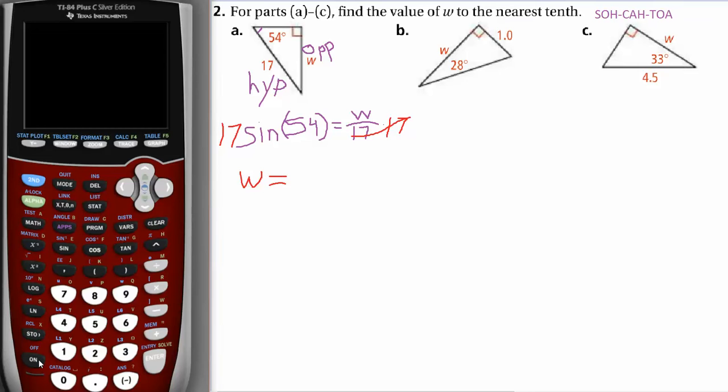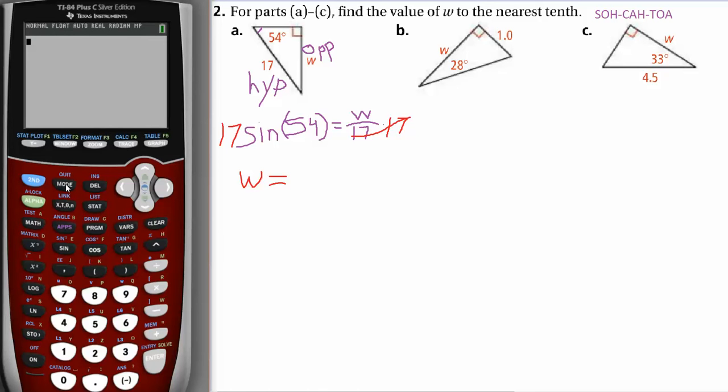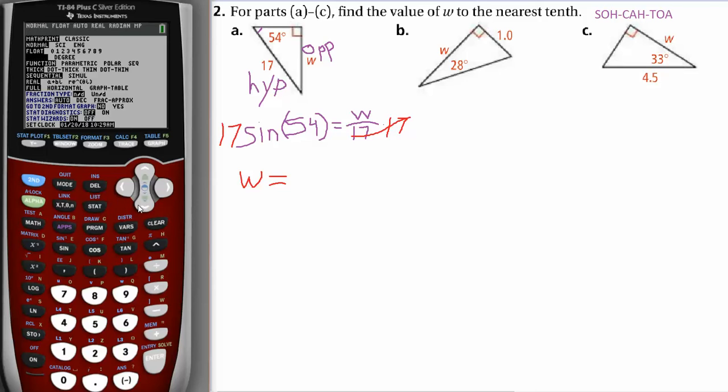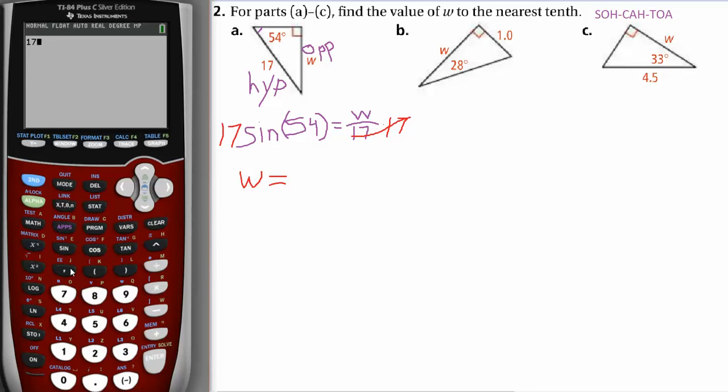So W equals, and first off, make sure that the mode is in degrees, because mine is not, and then do 17 times the sine of 54. So the answer is 13.75.